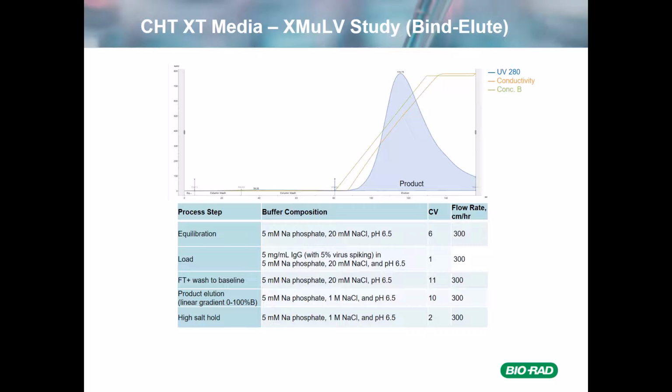Next, we have the CHT-XT media XMuLV chromatogram. CHT is a mixed mode, as I mentioned previously. It's calcium affinity and cation exchange. So here the conditions are typical for CHT: 5 millimolar sodium phosphate, 20 millimolar salt, pH 6.5. The product was eluted using a 0 to 100% B gradient with 5 millimolar sodium phosphate, 1 molar salt, pH 6.5 over 10 CVs. As with the HRS, a high salt hold was done to ensure that we got all the product off of the column, and as with HRS, it was run at 300 centimeters an hour.